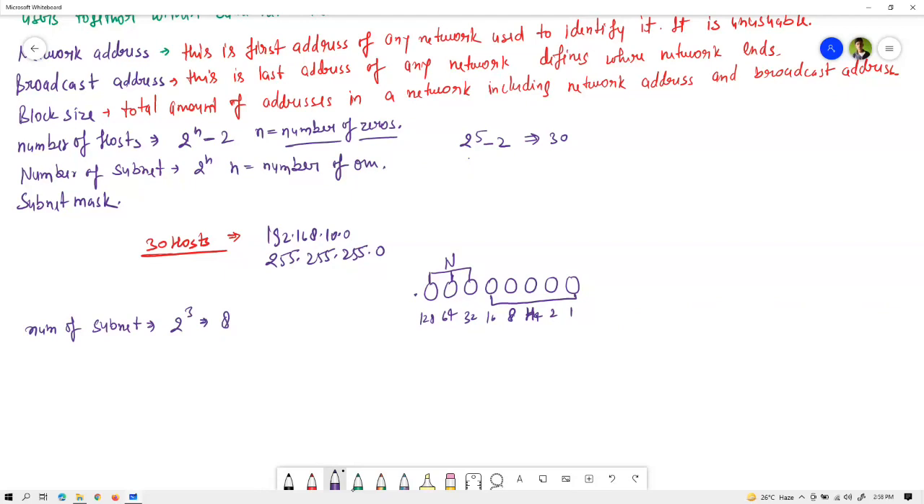Clear? Network address, if you need, let's say now 4 subnets will be created. It will be like this. Before this, you can also calculate the subnet mask. Before going to the subnets, you can calculate the subnet mask. What would be the subnet mask for this network address, which will provide you 30 hosts only?